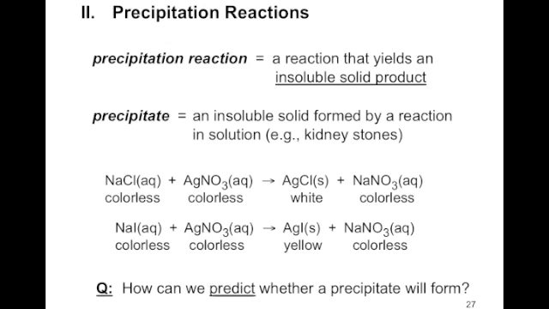So, how can we predict whether or not a precipitate will form when two different compounds are mixed together in water? For example, sodium chloride and silver nitrate as separate solutions, if you combine them, how would you know that you get a precipitate?